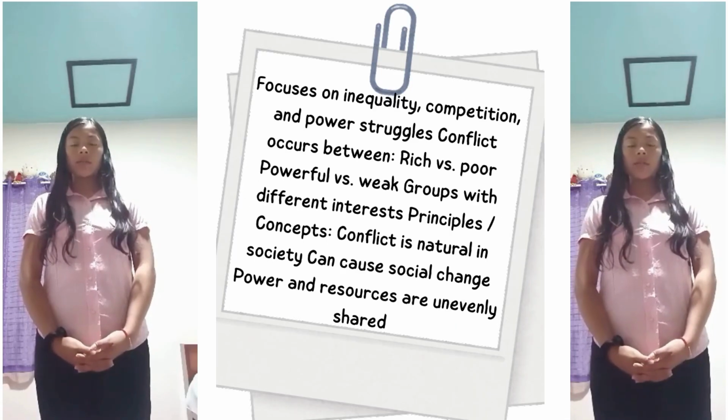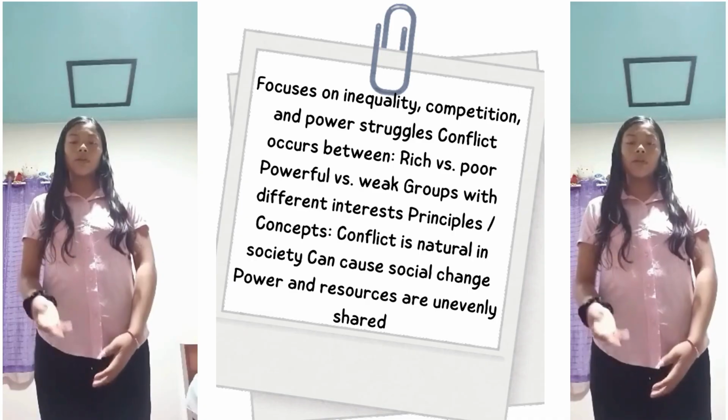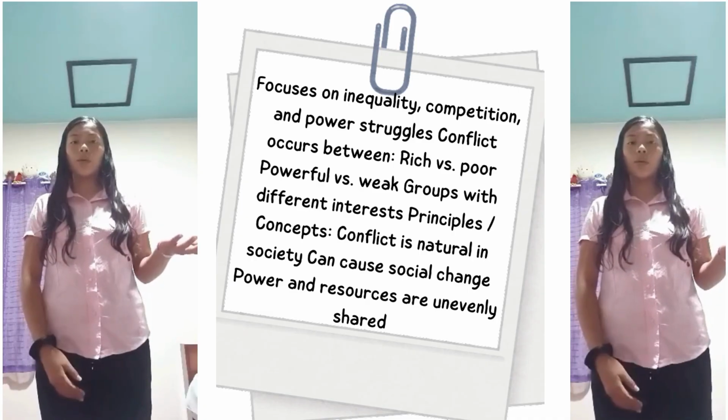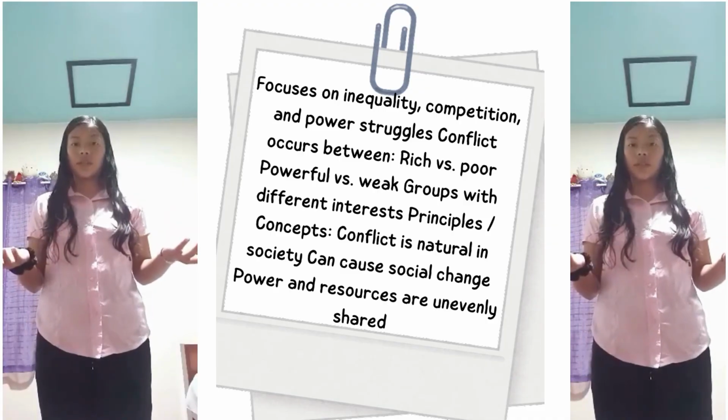How social conflict is viewed. The main idea of social conflict is about inequality, competition, and power struggles. It happens between rich and poor, powerful and weak, or groups with different interests.